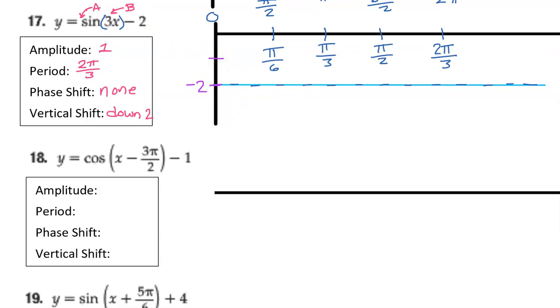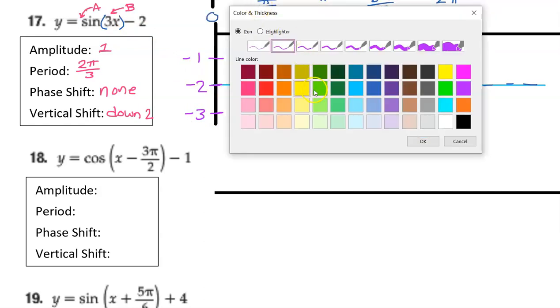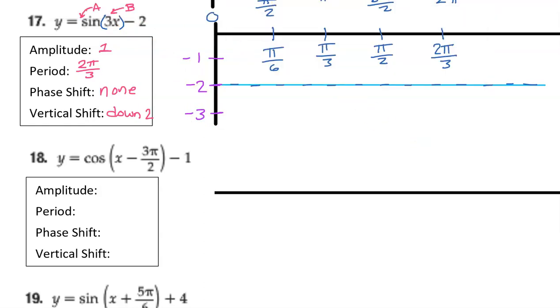So I already have a mark 1 above the midline. Let me go ahead and label it. So that's -1. Let's put another mark 1 unit below the midline. That would be -3. The next line I draw is going to be optional. I like to put a yellow guideline just to help me better see where my highs and lows will be. But you don't have to do this.